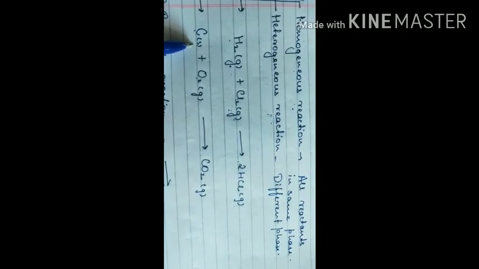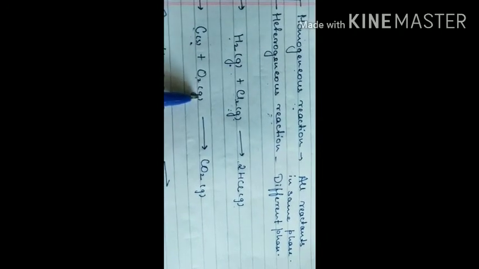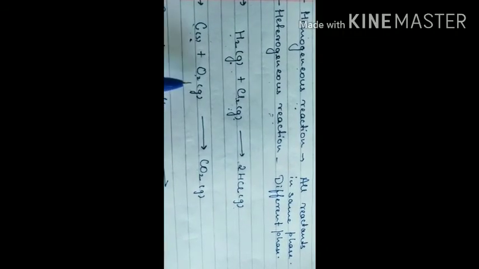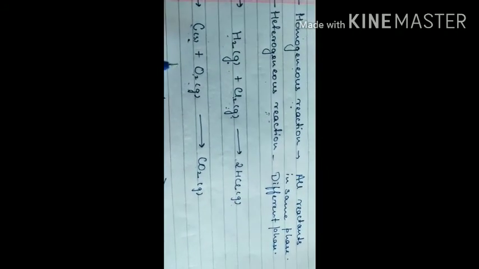But in the case of heterogeneous reaction, you can see that carbon is in solid form and oxygen is in gaseous form, giving carbon dioxide, which is itself in gaseous form. So the reactants are in different phases. This is the reason why this reaction is known as heterogeneous reaction.